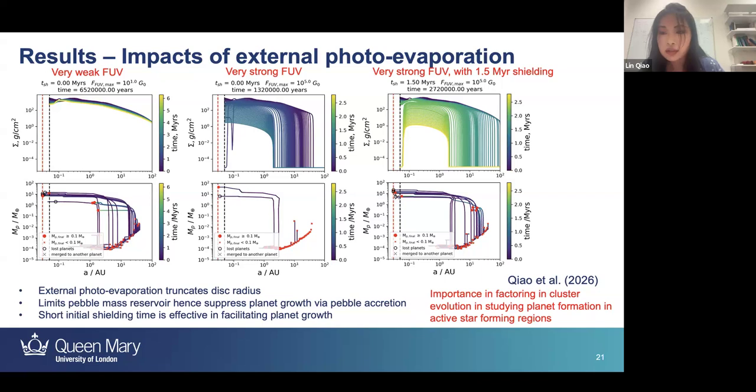Similar to the single embryo per disk case, a short shielding time is effective in facilitating planet growth in a multi-planet system via pebble accretion. So these results again highlight the importance of factoring in cluster evolution in studying planet formation in these active star-forming regions.